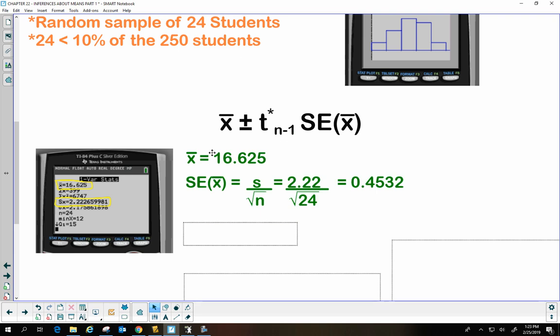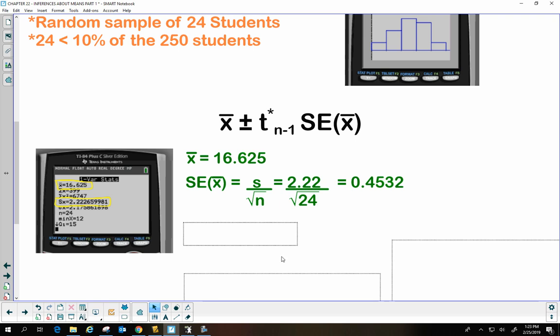So my x bar, my sample mean, is 16.625. I'm going to find the standard error for my sample mean. I'm going to take the standard deviation from my one variable statistics and divide it by the square root of 24, the number of students, and get a standard error of close to 0.4532.